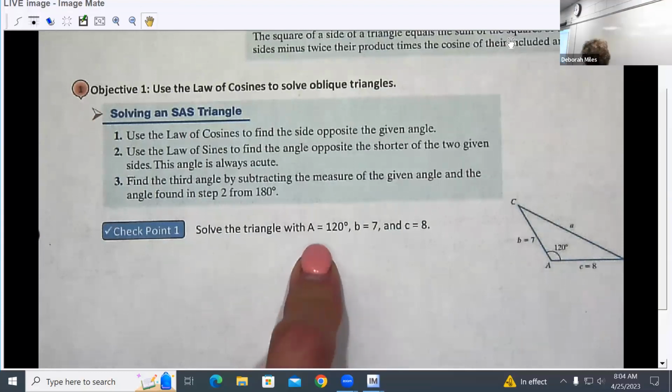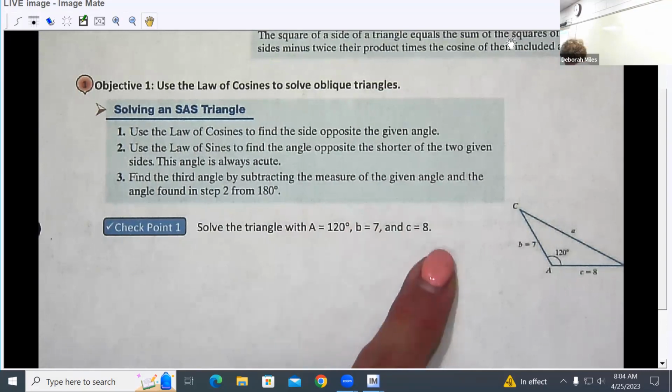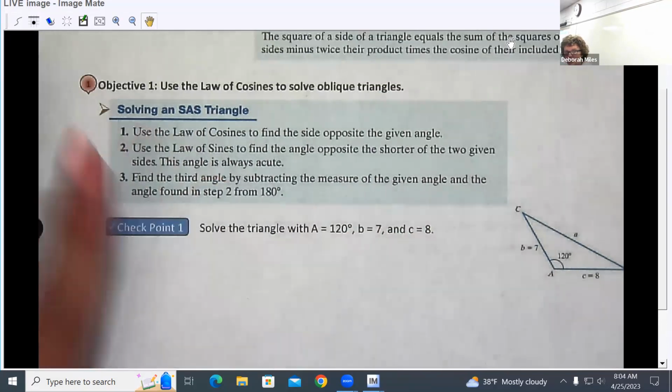Well, you can tell looking at our first example today, we're not going to be able to use the law of sines on that. We're given angle A, side B, and side C. So we just don't have the information we need to use the law of sines. And that's why there's a law of cosines.